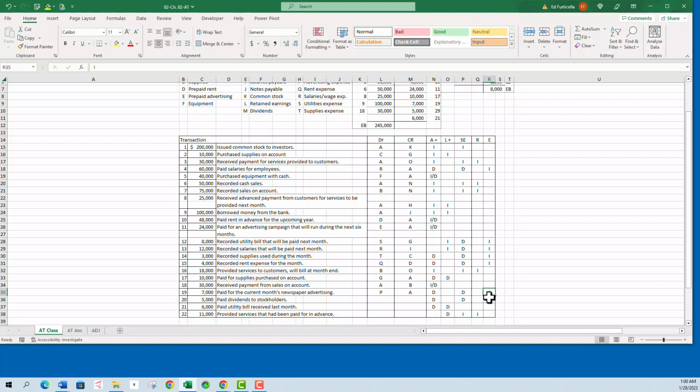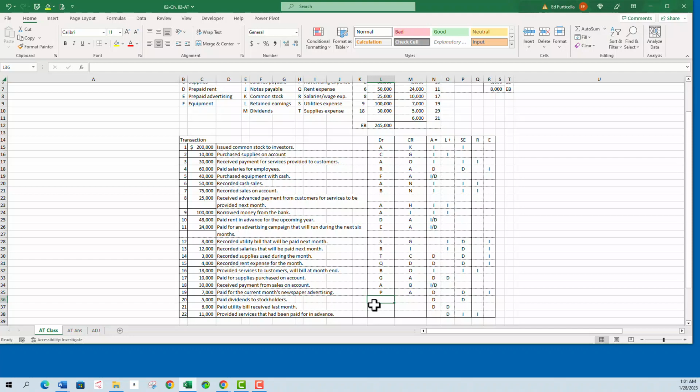The two accounts involved here are dividends and cash. Dividends is a stockholders' equity account, but it's a stockholders' equity account that increases on the debit side. So we call it a contra stockholders' equity account because both common stock and retained earnings increase on the credit side. With dividends, we have an increase on the debit side as opposed to the credit side. Because of that, it's called a contra stockholders' equity account.